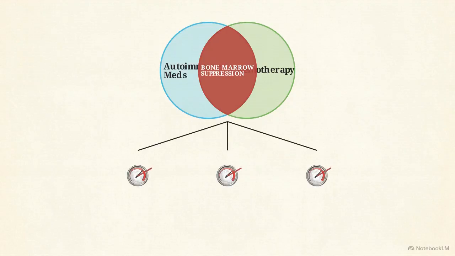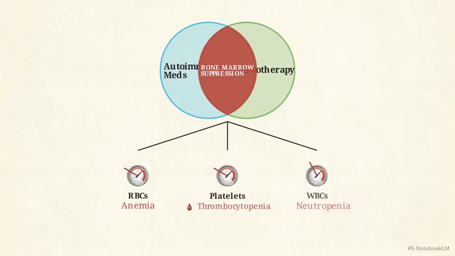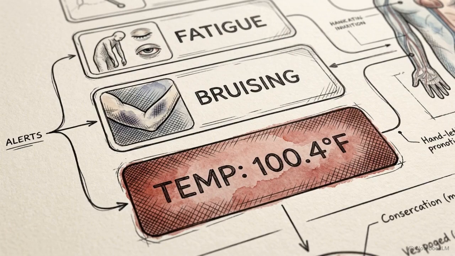Bone marrow suppression creates three massive system failures: anemia from low red blood cells, thrombocytopenia, which means low platelets and a high bleeding risk, and neutropenia, a dangerous drop in white blood cells. Here is your second scenario. A post-chemo patient reports severe fatigue, displays bruising on their arms, and has a recorded temperature of 100.4 degrees Fahrenheit.